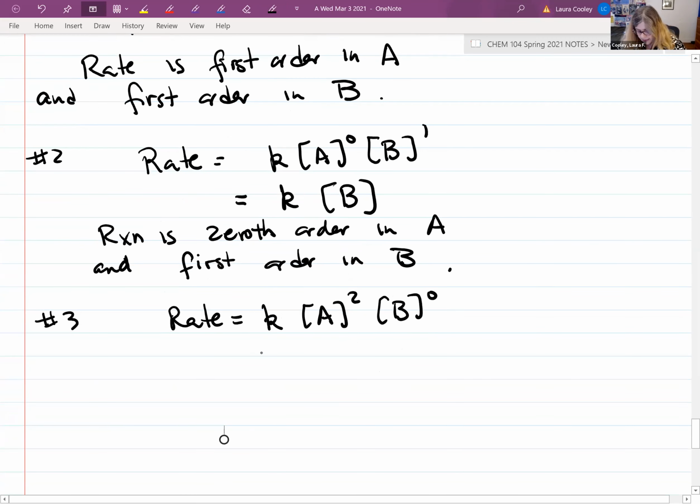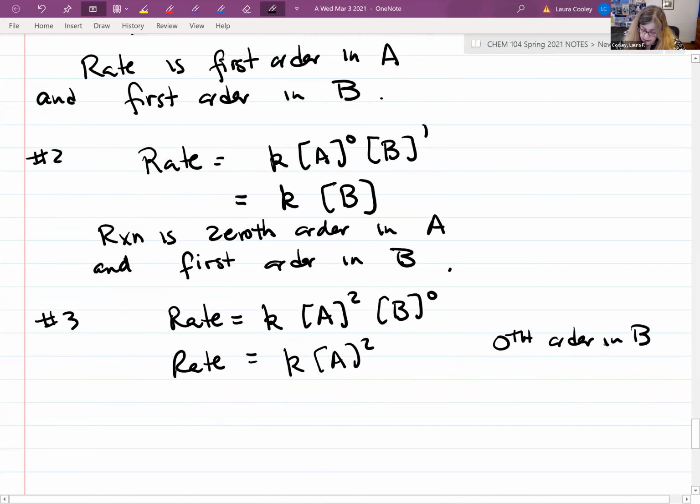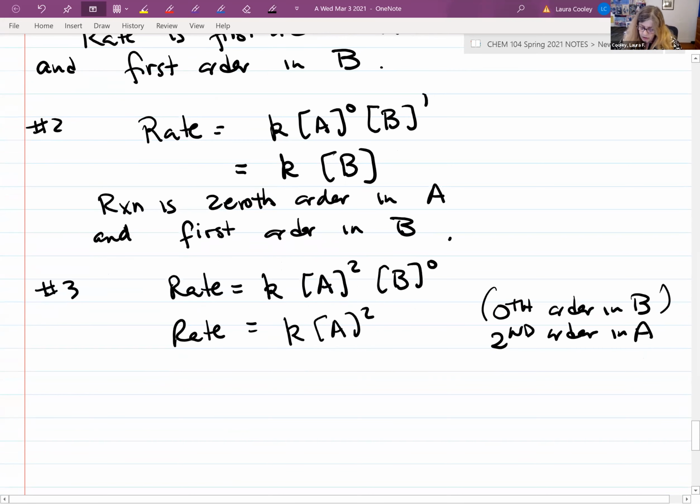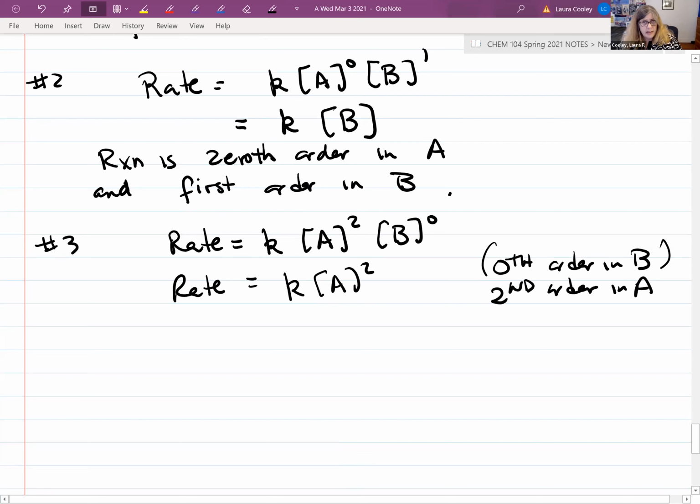Okay. What about if I had this? If that was the case, that would be the same as writing K A squared. This would be 0th order in B, 2nd order in A. Okay, and if it's 0th order in something, a lot of times we don't even bother saying it. It's just not there, so we don't even mention it. So I'd say, okay, the reaction is 2nd order. And so there's all these different possibilities that can be the case for a particular reaction. So how can I figure out the rate law?